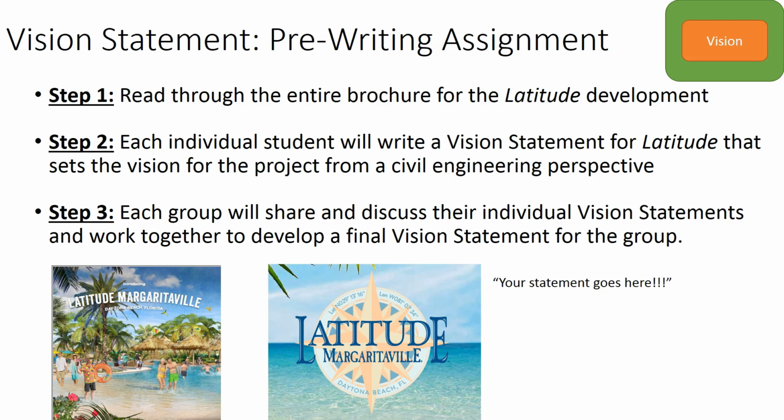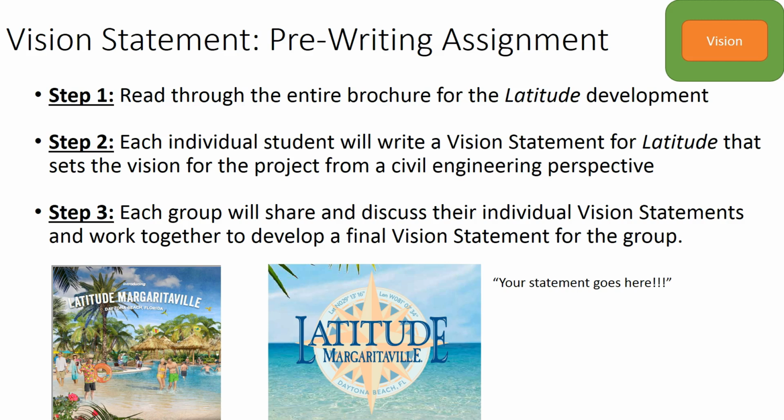things started for the writing assignment that we've developed to help you get through the vision statement is you're going to first read through. We're going to use the Latitude Margaritaville development kind of as an example that we're all going to look at together. And so every student is going to read through the entire brochure. That's going to be posted for you up on Canvas. And then I would like for each student to go ahead and take a shot at writing a brief vision statement for that Latitude Margaritaville project.